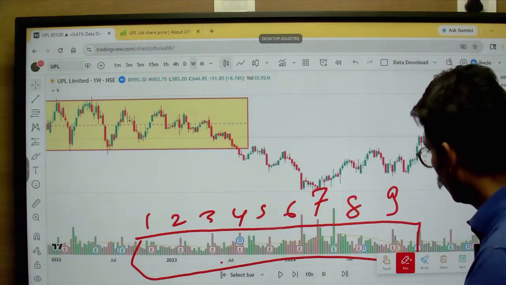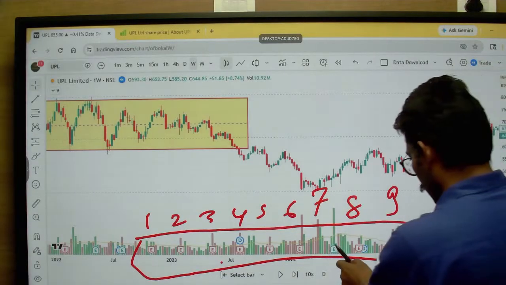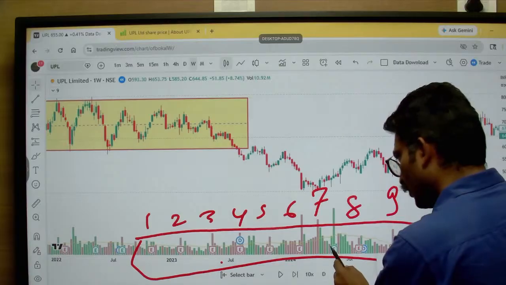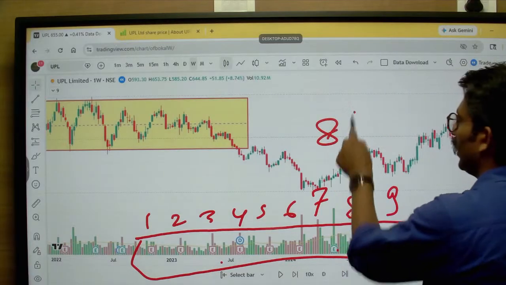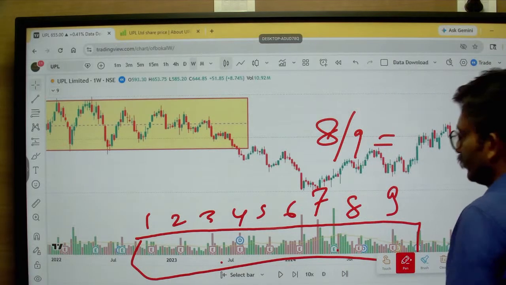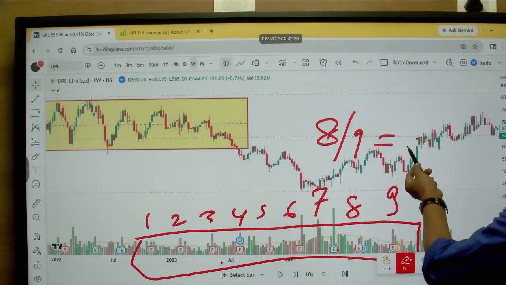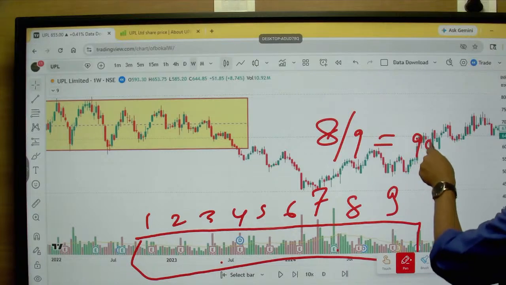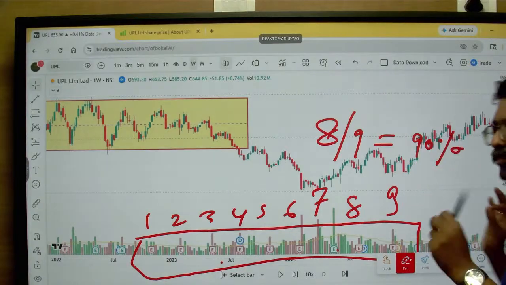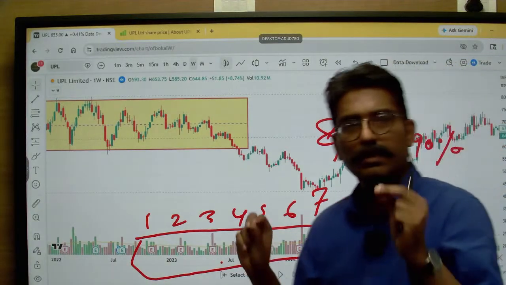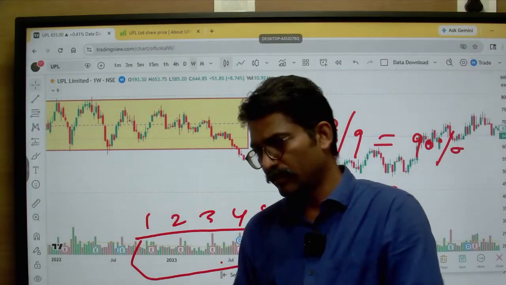9 so far. Out of 9, how many are misses? If you just remove this one, this is 8 by 9. And how much is this one? Almost like 90%. So in 90% of the cases, the company has missed the estimate.